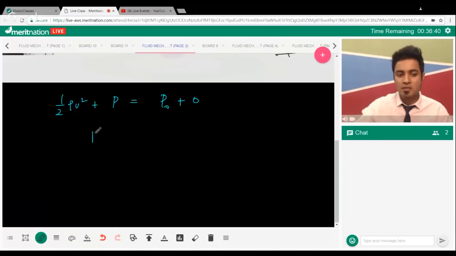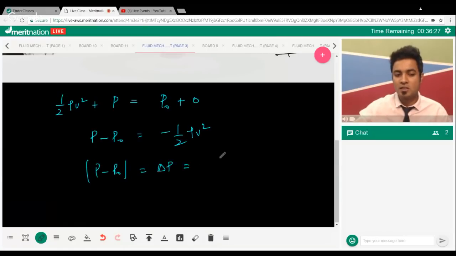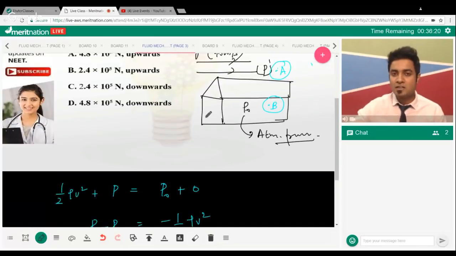So how can I write it here? P minus p naught is equals to minus half rho v square, and we are generally considering the mod here. So P minus P naught of mod, means the delta P, means the pressure difference is nothing but half rho v square. So we need to just calculate the force that is being acted. Okay, can you tell me from where the force being acted here? From where the force will be acting? From the top or from the down? Anybody, guys?